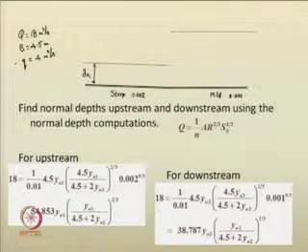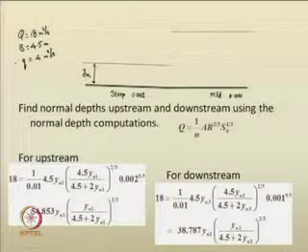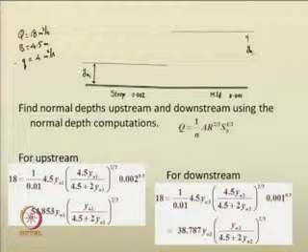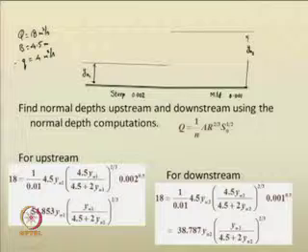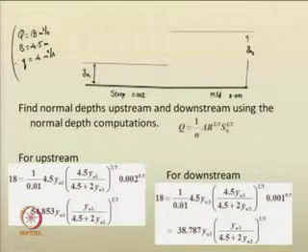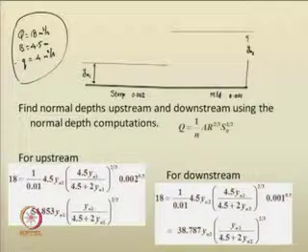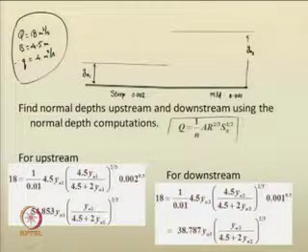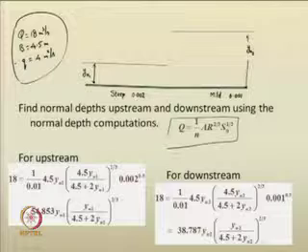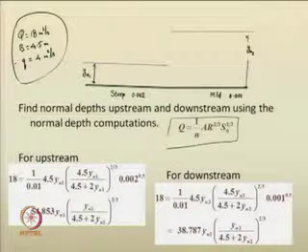Here the normal depth is yn1 and here the normal depth is yn2. So, where does the jump occur, whether in the downstream portion or in the upstream portion, that you need to find out based on the given data. Now, find the normal depths upstream and downstream using the normal depth computation. You remember Manning's equation for computing the discharge in uniform flow. Based on that you find the normal depth.